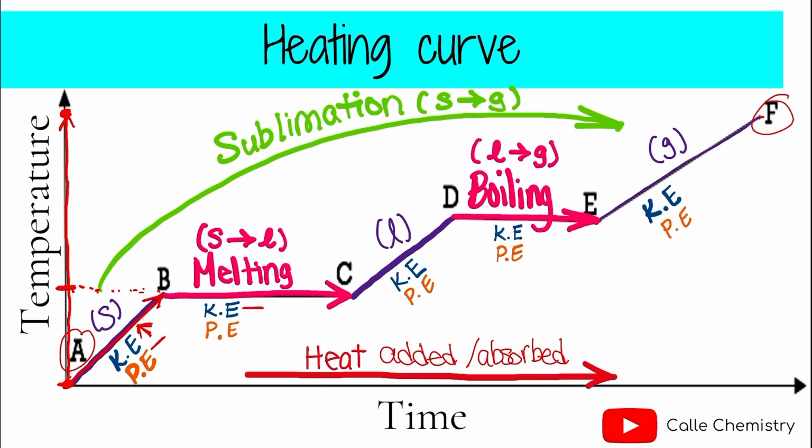Now, when we discussed this curve at the beginning, we said from point A to point F, the energy overall is being added or being absorbed. The heat overall is being added or being absorbed. So that means that overall in this graph, we see that the energy is increasing. So from B to C, the kinetic energy is staying constant, so the potential energy is going to be increasing.